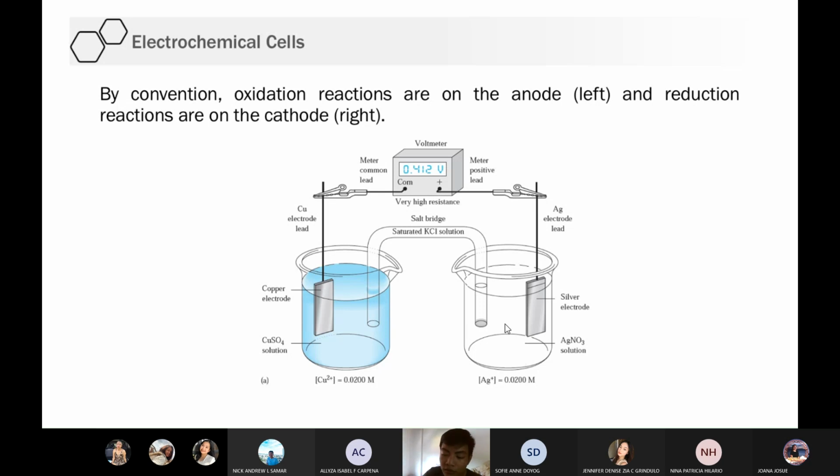So ang mnemonic ko dito, kalimutan ko isulat. Mnemonic is ABC. A for anode, gitna is the bridge, and C is the cathode. So yun yung mnemonic ko. A, B, C. Anode, bridge, cathode. Para mas madali maalala. Nasa left yung A, nasa right yung C. Okay? Anode, bridge, cathode.